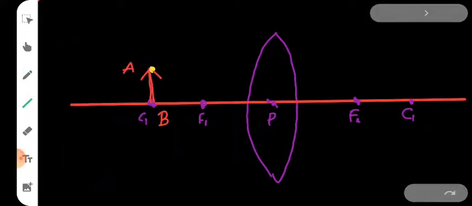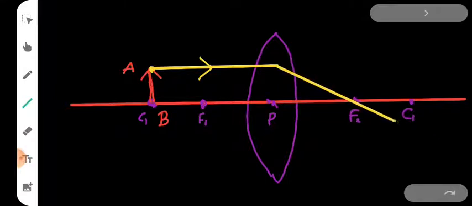You can use two rays coming from this point. The first ray that I'm going to use is this ray, the ray running parallel to the principal axis. Now what about the second ray? What happens to this ray? It's very easy. It goes to the principal focus on the other side. So it is as easy as that.